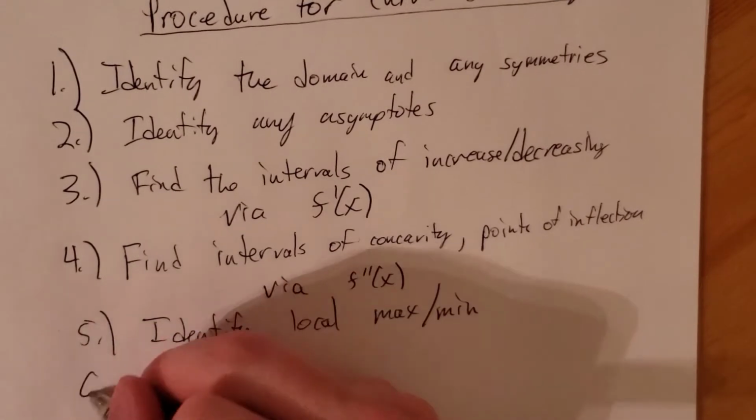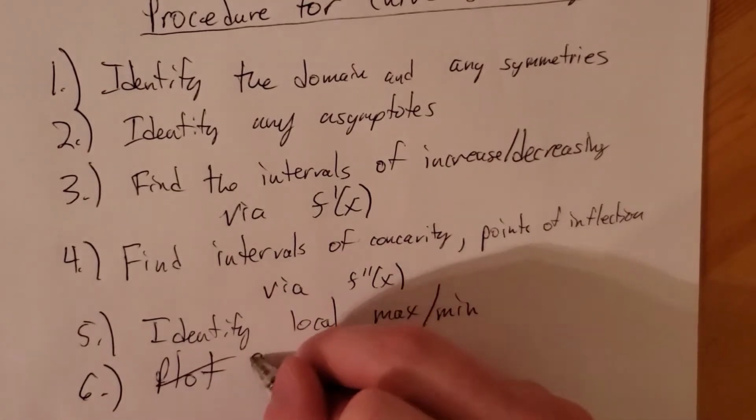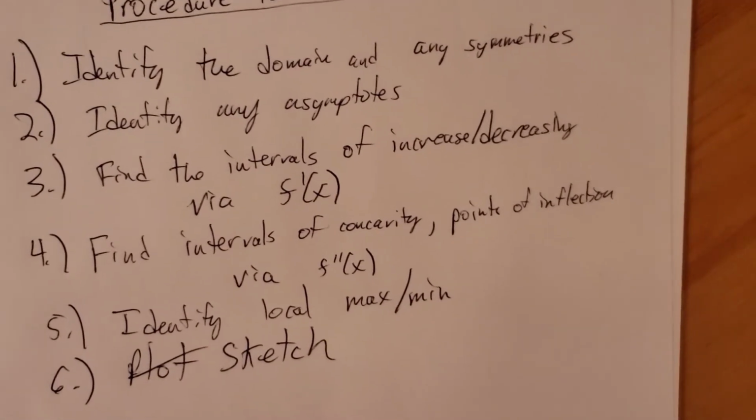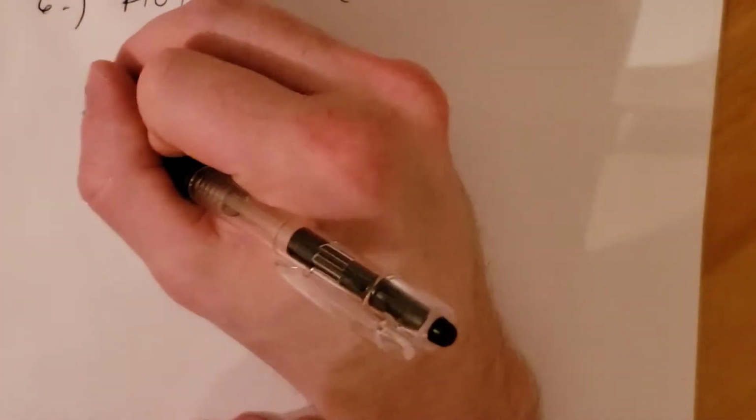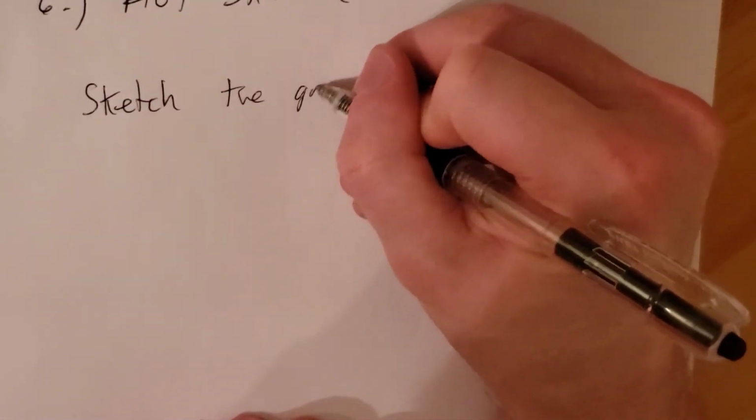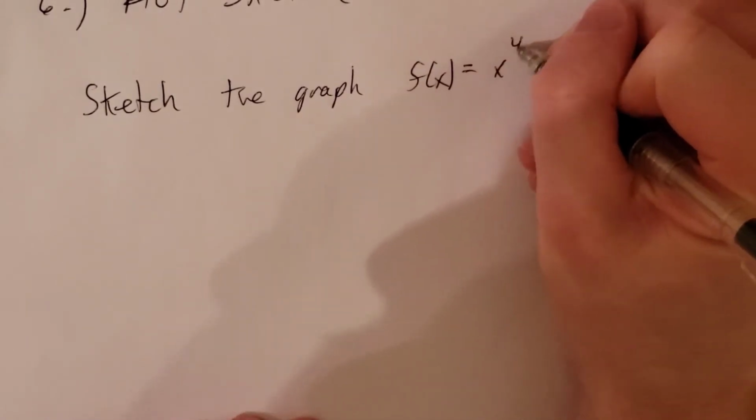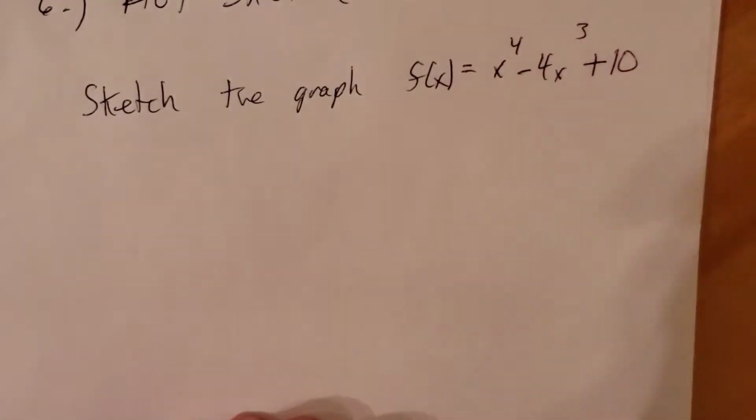And then finally, put all of this information together to plot, or sketch, our curve. In fact, that's a better word. Let's call it sketch. All right, so we're just going to run through an easy example here. For our first example, we're going to sketch the graph f of x is equal to x to the fourth minus 4x cubed plus 10.